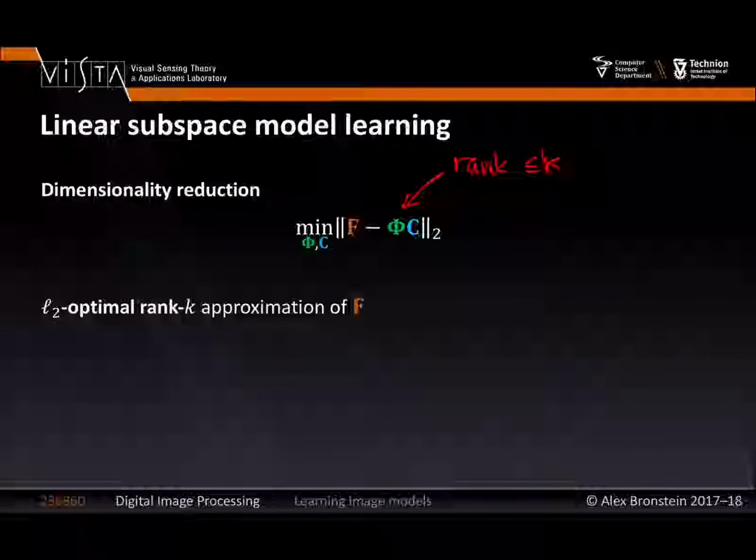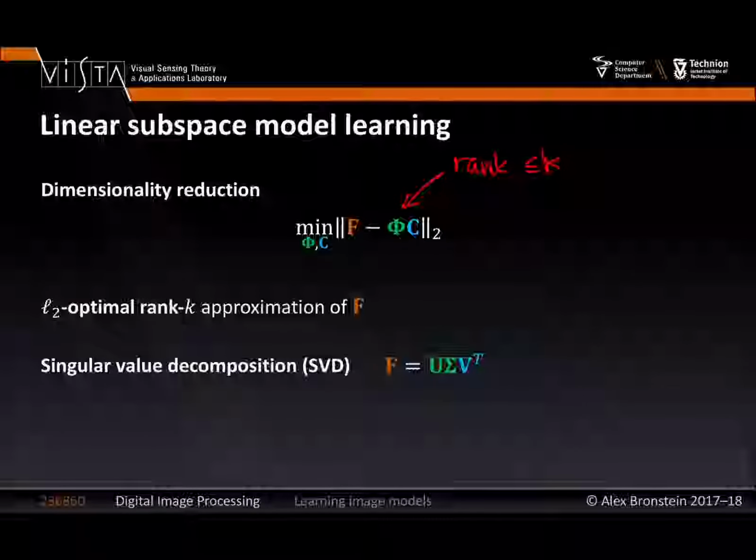Okay, because the two factors, phi and C, one of them has k columns, another one has k rows. The total rank cannot be higher than k. So we are looking for an L2 optimal rank k approximation of F. When you hear that you're looking for a low rank approximation optimal in the Euclidean sense, what comes to mind? How do I project my matrix onto a subspace, onto a low rank approximation of the matrix? SVD, right? So I need singular value decomposition.